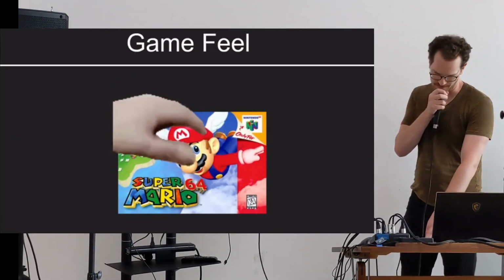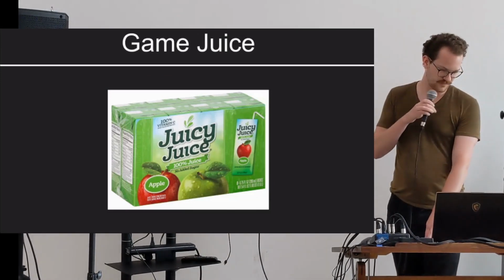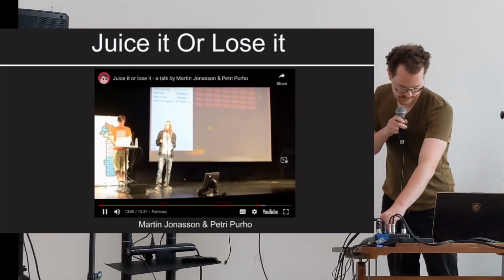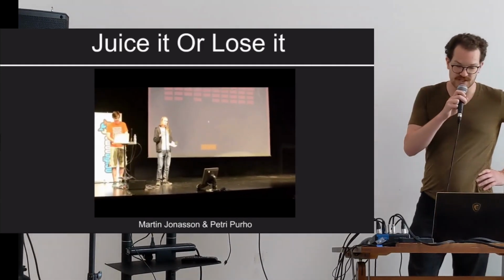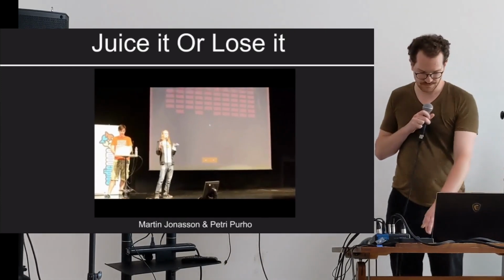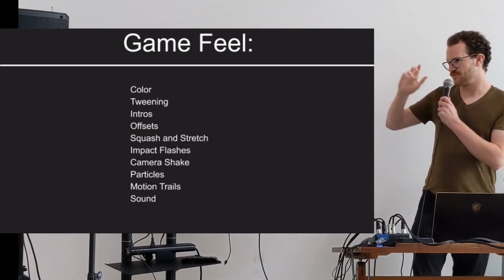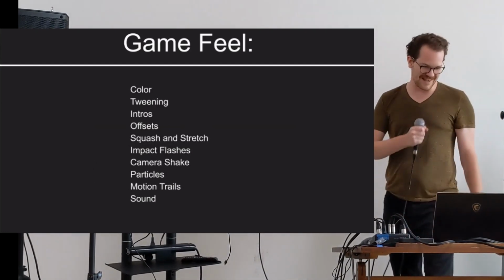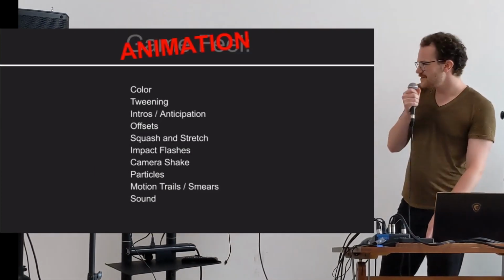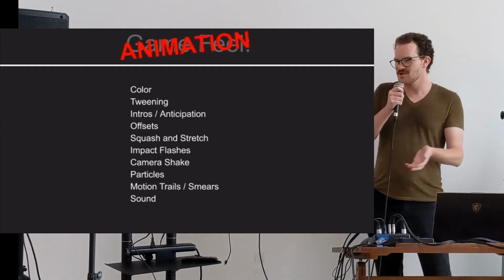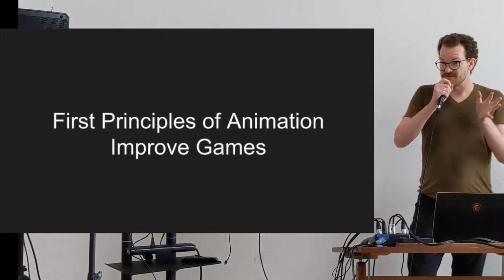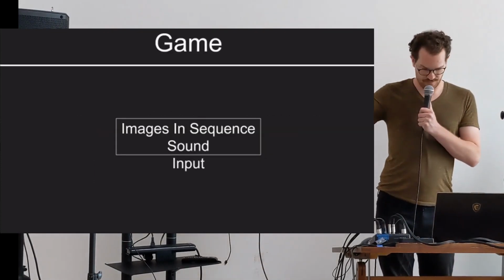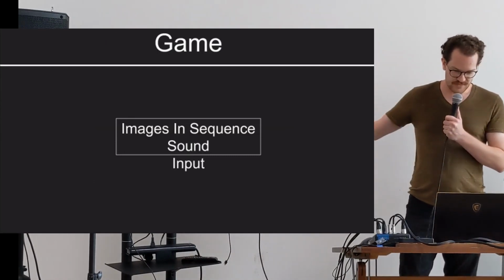Well, you may be familiar with the term game feel, or game juice. Game juice was popularized by Martin Jonasson and Petri Purho in their talk, Juice It or Lose It. And in it, they go over many small enhancements that you can make to your game that make a big impact. Let's go over what some of those enhancements are. So you have color, tweening, intros, offsets, squash and stretch, impact flashes, camera shake, particles, motion trails, sound. Well, y'all, this is just principles of animation. If you put it together, what we're getting at here is essentially first principles of animation improve games. And it's no wonder, I mean, animation is making up a great deal of what a game is on the surface. So I think it's worth diving into.